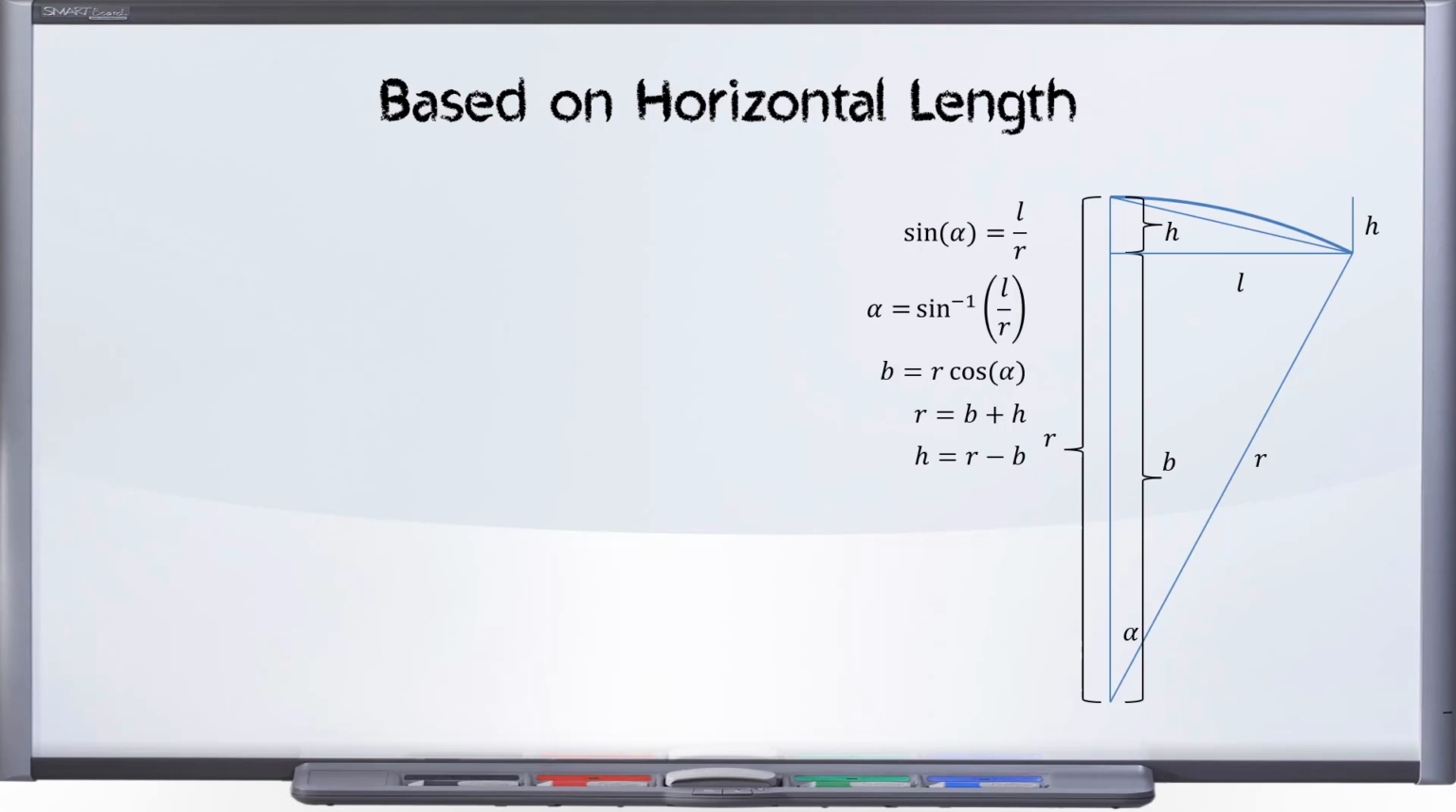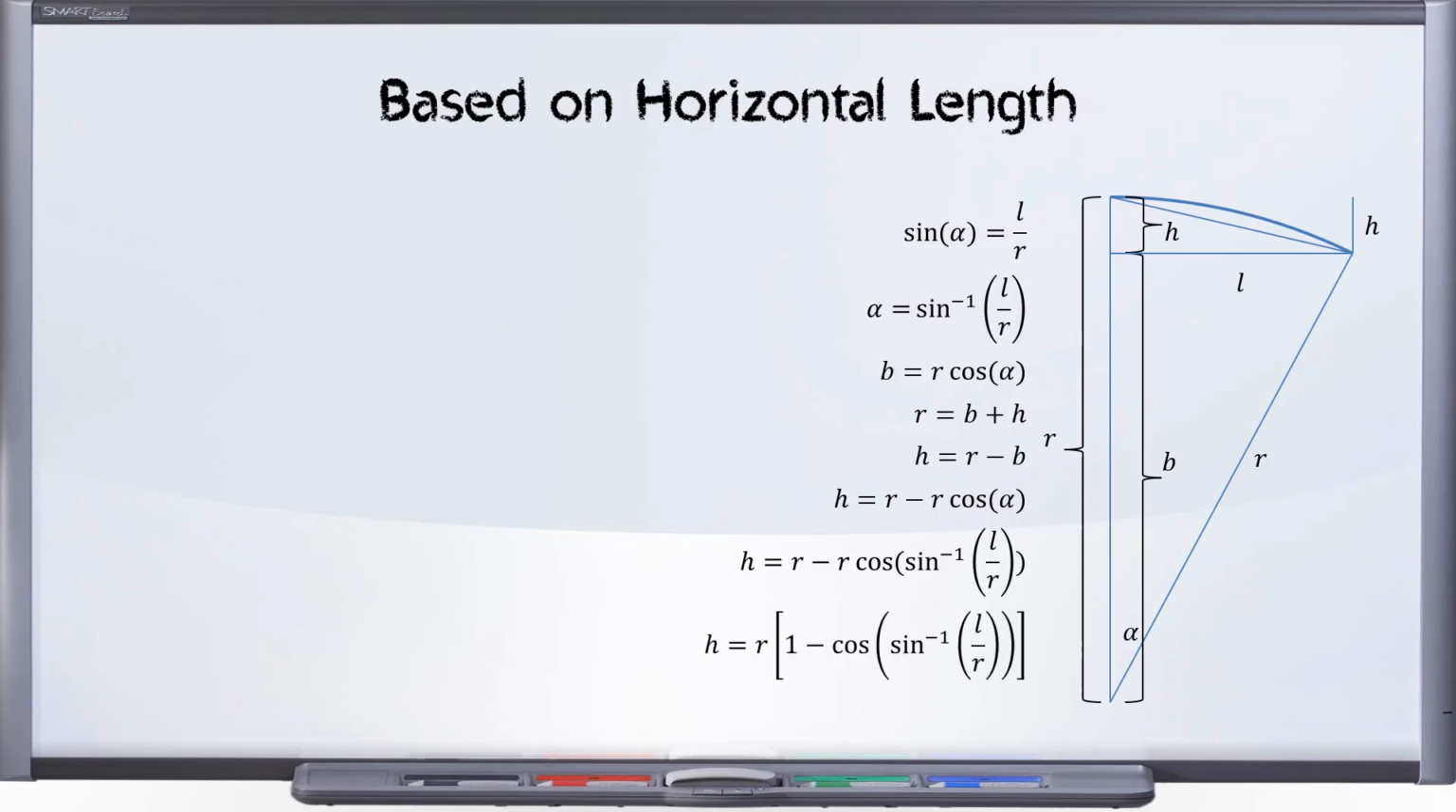All right, but we know what B is, so let's fill that in. H equals R minus R cos alpha. And we know what alpha is, so let's fill that in. H equals R minus R cos inverse sine of L over R. And that's where AB Science leaves it. I'll go ahead and just pull out the R just because I like the 1 minus cos. But let's highlight this equation. This is our final equation for the actual drop rate based on that horizontal distance.